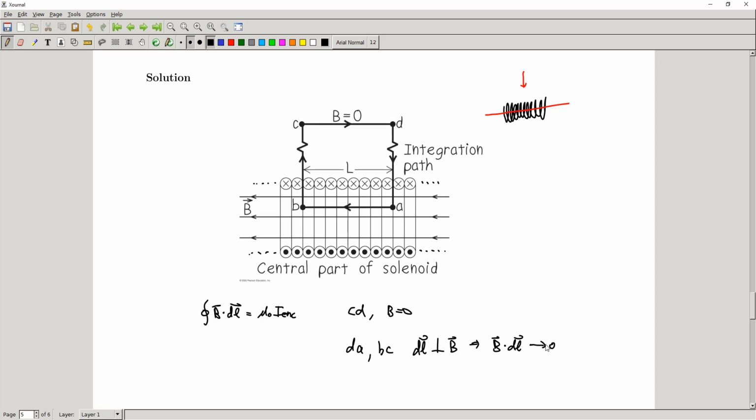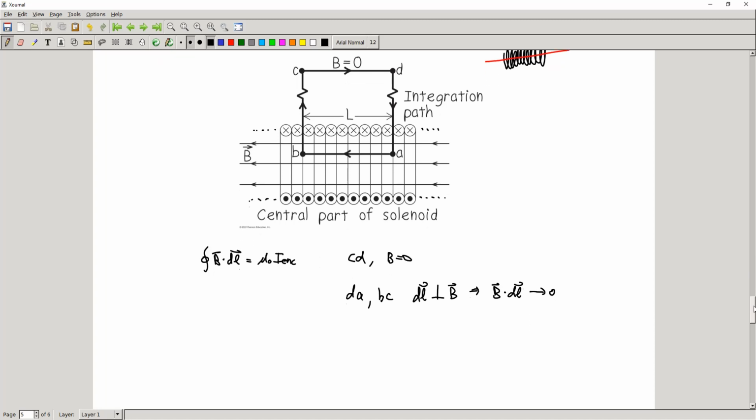So we end up only needing to worry about one part of our closed loop integral: the section along AB. Do we need to worry about AB? Well, we do, because there is magnetic field. It runs parallel to the direction of our dl's, so we're going to pick up the full contribution there, but at least it runs parallel, so that's an easy way to clean up that integral.